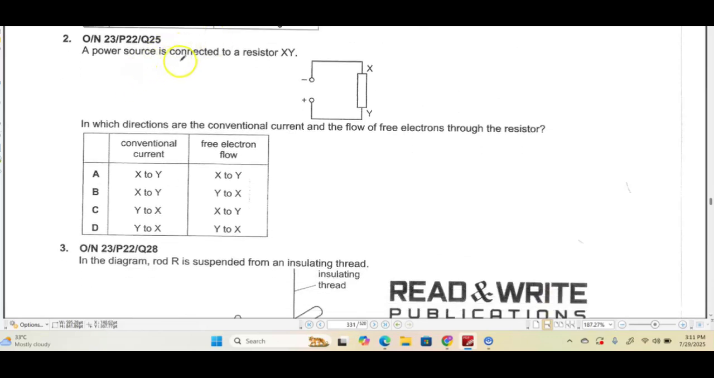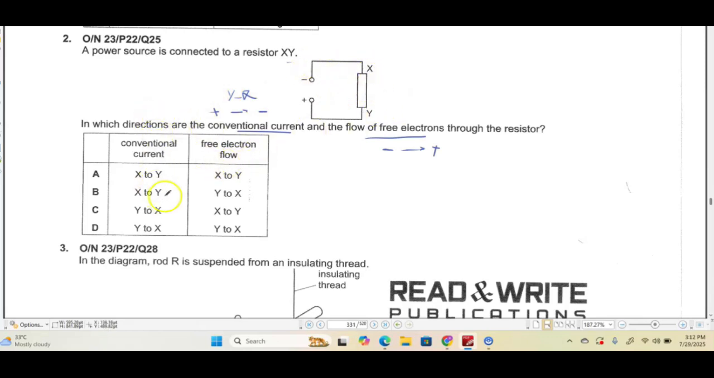Okay, question number 2. A power source is connected to a resistor XY. In which direction are the conventional current and the flow of the free electrons through the resistor? Okay, we know that the conventional current always flows from the positive end of the battery to the negative end of the battery, and the electrons always flow from the negative terminal of the battery to the positive terminal. Okay, so the conventional current direction would be from Y to X, okay, or the electrons would be flowing from X to Y.